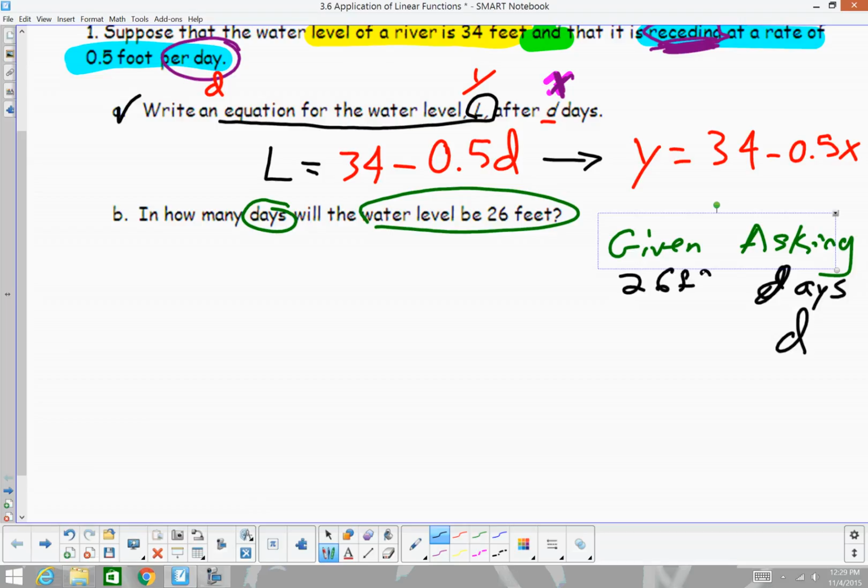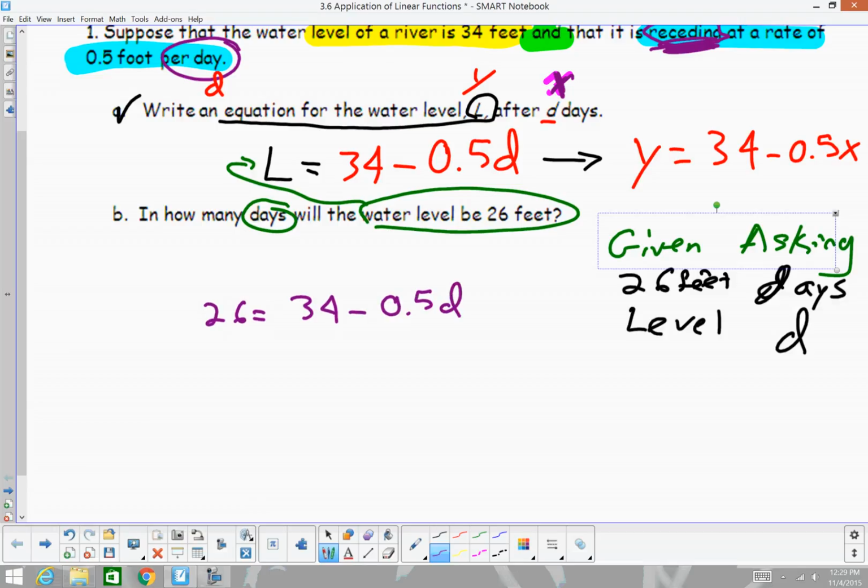26 feet. Okay, 26 feet. Good. Now, I'm going to take that 26 feet and plug it into where it is in my equation. So 26 feet represents the level. Well, where do you see the level in your problem? It's simply L. So I'm going to take that 26 and simply plug it in for L. So it's going to look like 26 equals 34 minus 0.5 D.